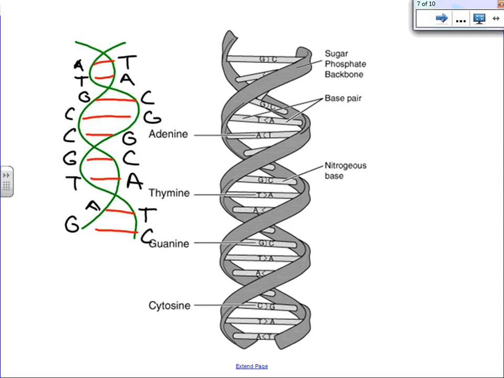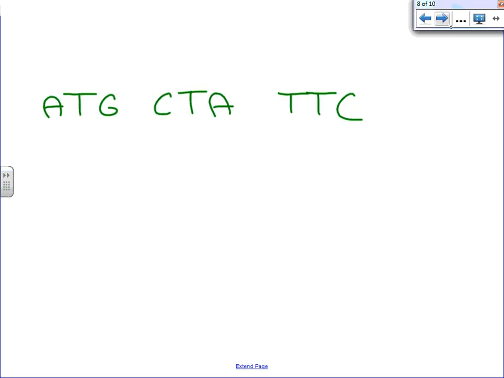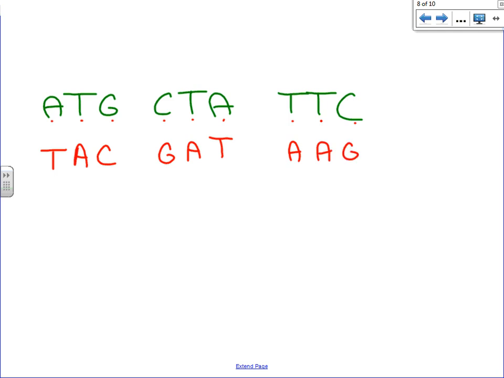Now you could also make some complementary strands to see what the other side would look like. In this case, if the first strand were ATG, A always binds with thymine, thymine always bonds with adenine, and guanine always binds with cytosine. Same thing for the next one, CTA: cytosine always binds with guanine, thymine always bonds with adenine, and adenine always binds with thymine. And this last one, TTC: thymine always binds with adenine, thymine always binds with adenine, and cytosine always binds with guanine. And there you go. You took your original strand of DNA here and made a complementary strand here.